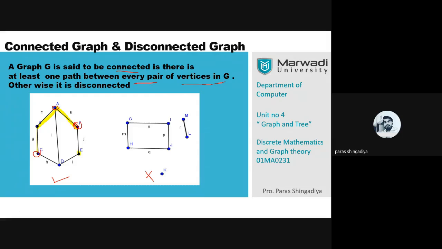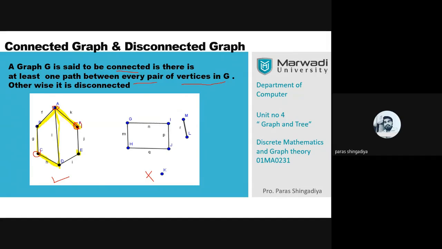Any two vertices you can consider. Let us take E and B. There is a path between E and B. There is a path between D and A also. You can also change the route here. Then for C to F, you can also use this other route. That is also one path. So it means at least one path exists.